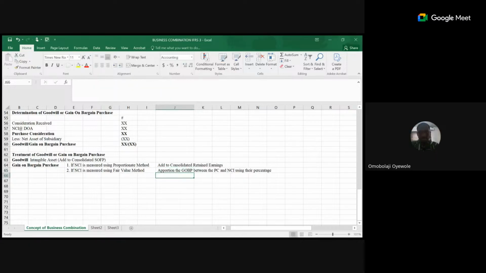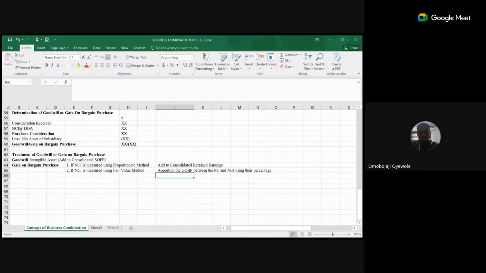Percentage. So remember that if parent company has 70% interest, how many percent will be NCI? 30%. So if NCI is measured at fair value method, the treatment of gain on bargain purchase is going to be what? Apportion that gain on bargain purchase between the parent company and the NCI.